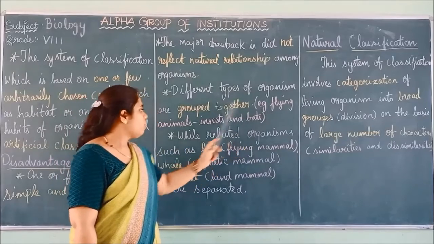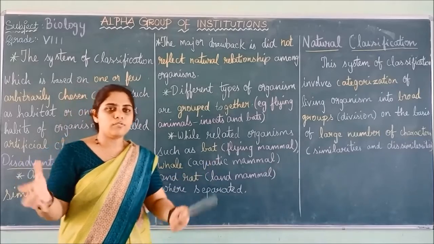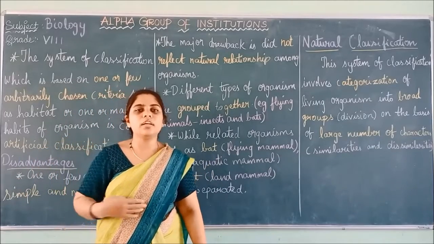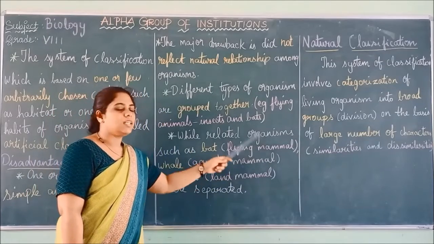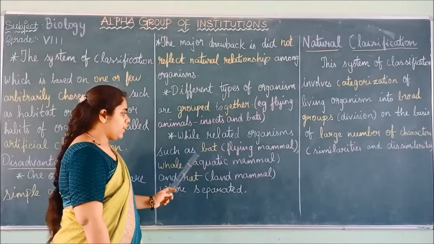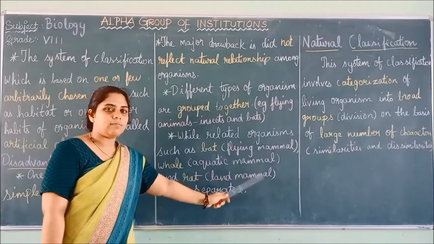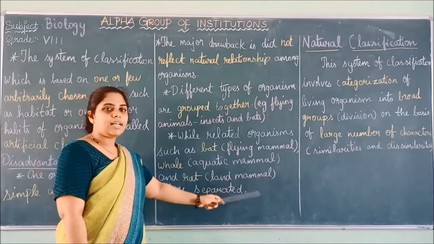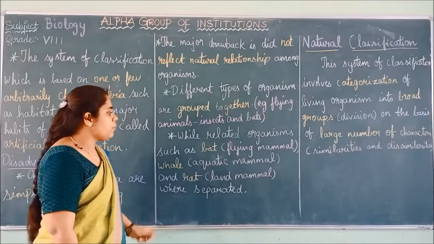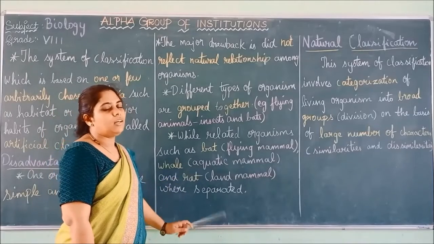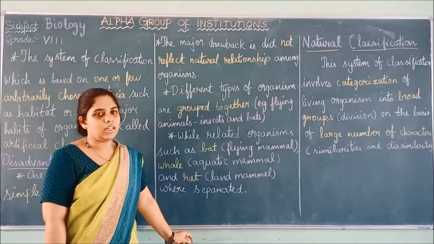For example, flying animals like insects and bats are put together. So morphologically they are totally different, but here they have been put together. While related animals are separated. For example, bat is a flying mammal, whale is an aquatic mammal, and rat is a land mammal. So all these types of mammals are separated into different groups because they are based only on the habitats of the organism. So these are the disadvantages of artificial classification.